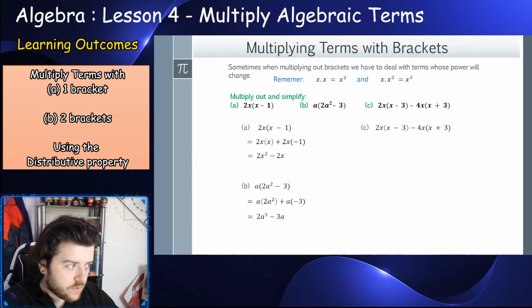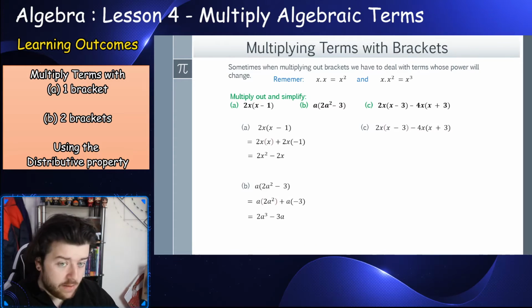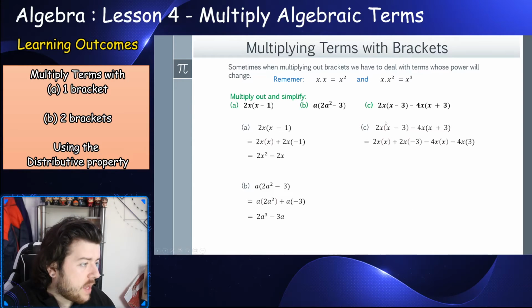And then finally, the last one. This will be a harder example now. So I have 2x times x minus 3 minus 4x times x plus 3. So multiply out my 2x. So I do 2x times x, 2x times minus 3. Minus 4x times x, and minus 4x times 3.